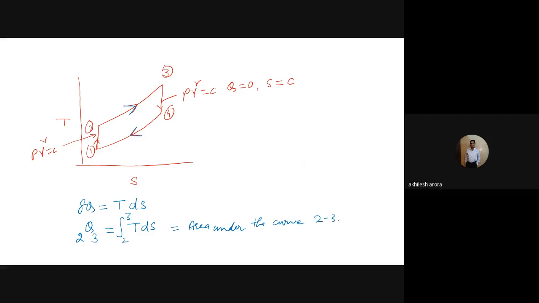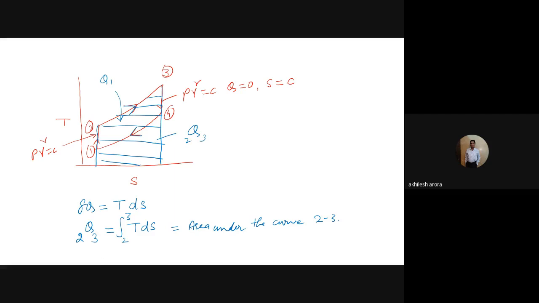Okay, so it means during the process 2 to 3 we are supplying heat Q1. So this area which I am just going to show now, this whole area is actually representing the heat supplied during the process 2 to 3. So this is Q2 to 3.